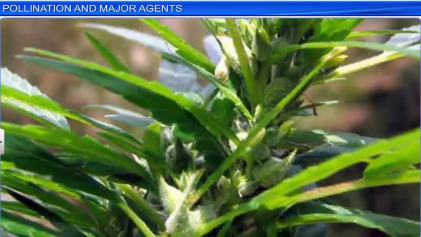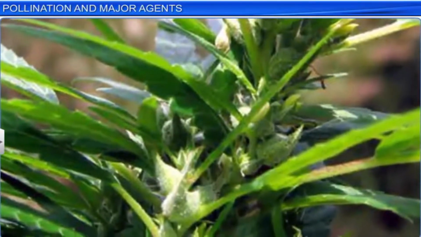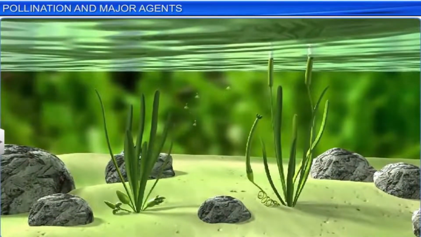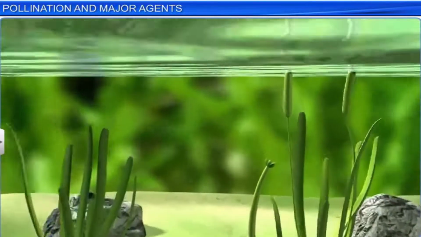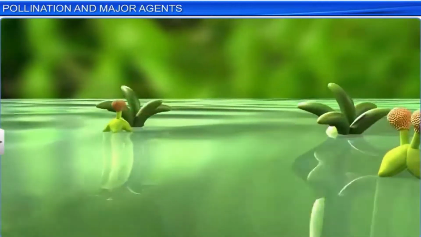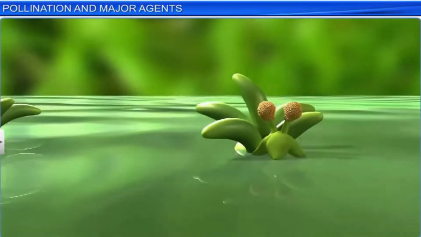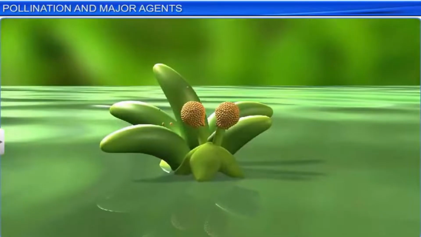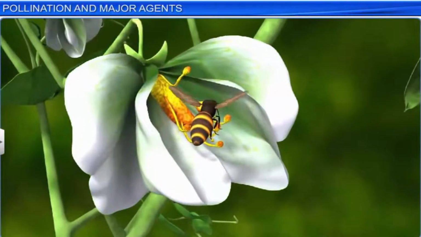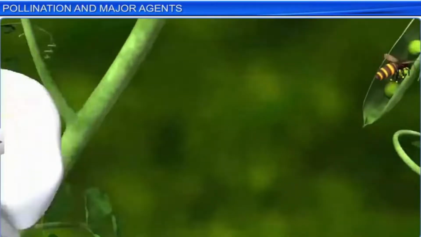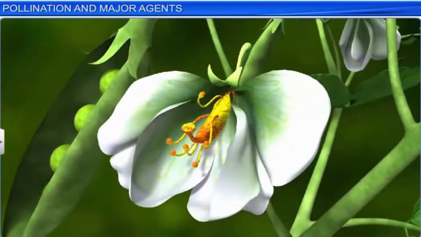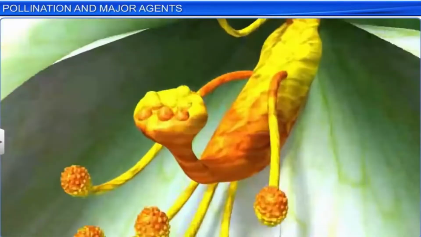Thus, wind, water, as well as biotic pollinating agents bring about pollination, an important process that ultimately leads to fertilization and the production of seeds in plants.